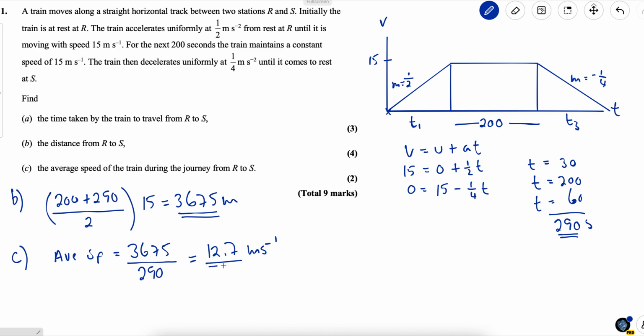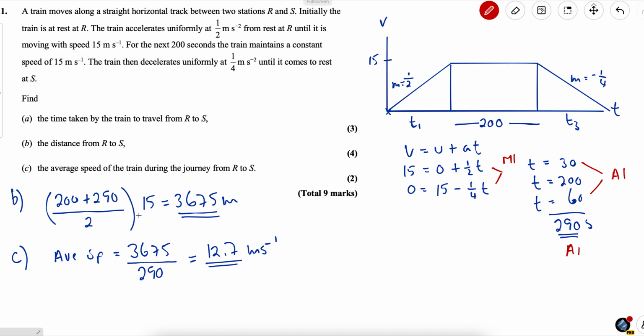Now, marks wise, there's a method mark for clear use of v equals u plus at either here or here, and an accuracy mark for working out either the 30 or the 60 correctly. Then there's another accuracy mark for adding those three up for getting 290.